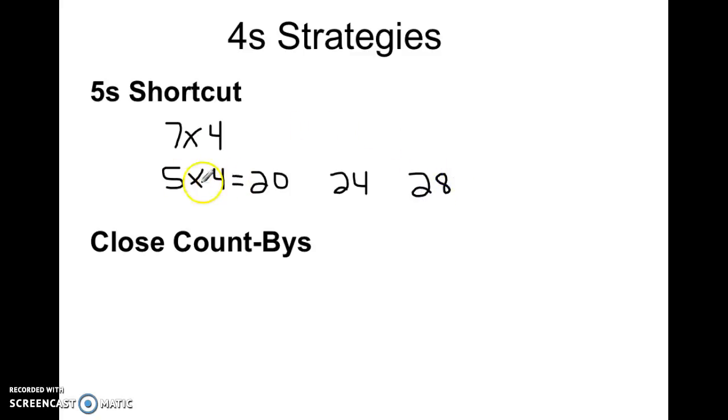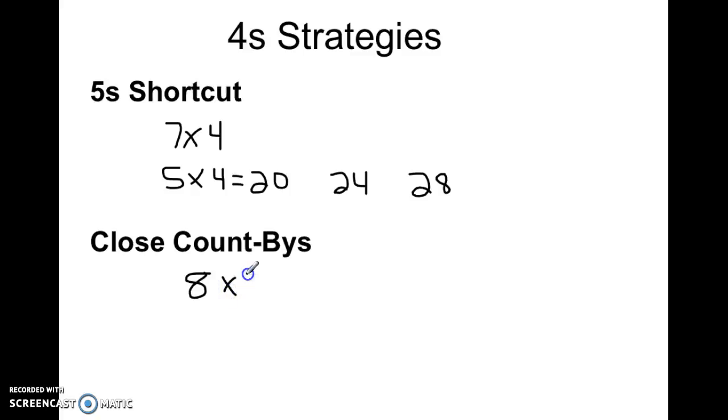So again, doing the 5s that you do know, and then adding up or going down to get to the answer. Close count-bys is the same idea. Let's say I'm trying to figure out what 8 times 4 is. I can't remember what 8 times 4 is.